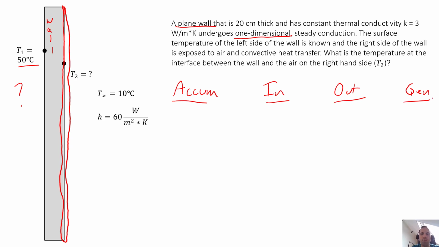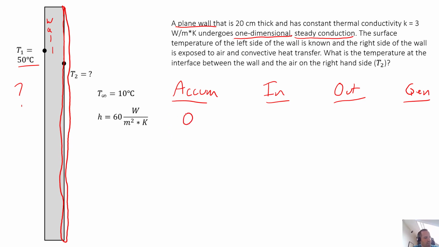Let's start with accumulation. So first of all, we are told that this is a steady process. So if it's a steady process, our accumulation term, if we're doing the rate form of the equation, which we usually will, would be dE/dt. So the fact that it's a steady process tells us that this is going to be 0. So we don't need an accumulation term, it'll just be 0.